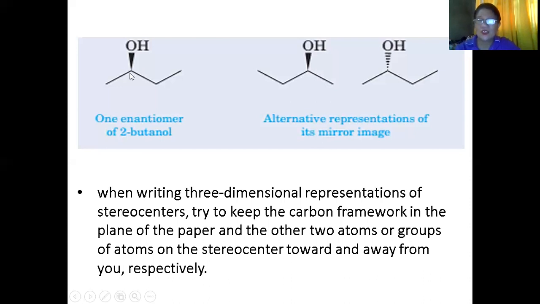This is the stereocenter. If you look into this, this is our C, which has CH3 here, H, the second group, then this group, the third, and OH, the fourth. So this is how you are going to draw its enantiomer.